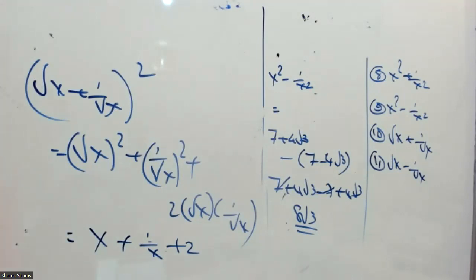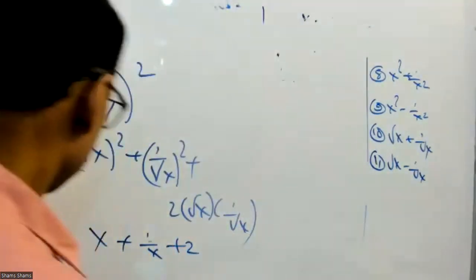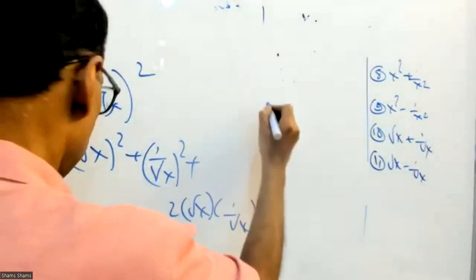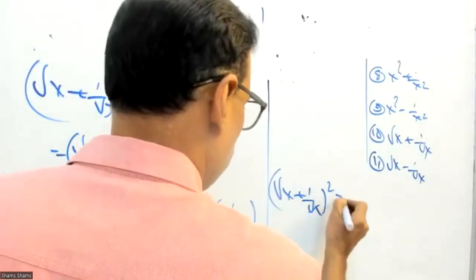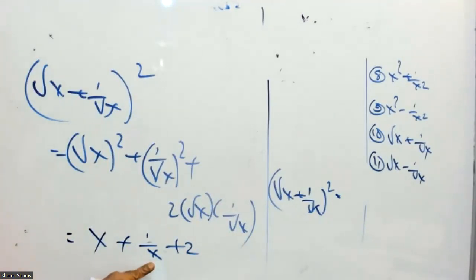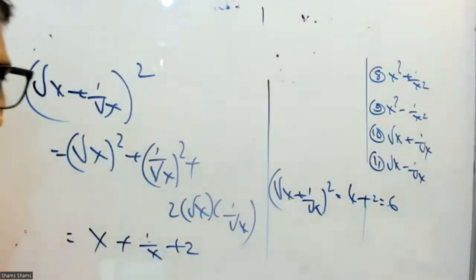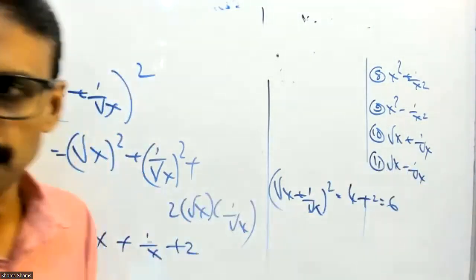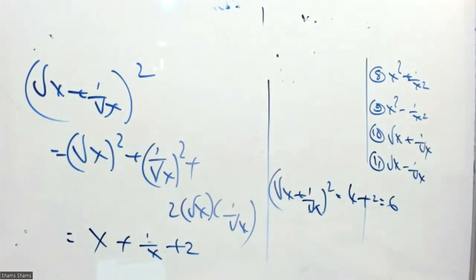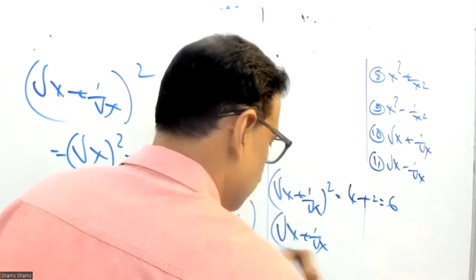Okay. Then look at here. Don't write. So now we got root x plus 1 by root x whole square equal to x plus 1 by x plus 2, how much? 4 plus 2 equal to 6. X plus 1 by x we already have in your book. Correct or no?